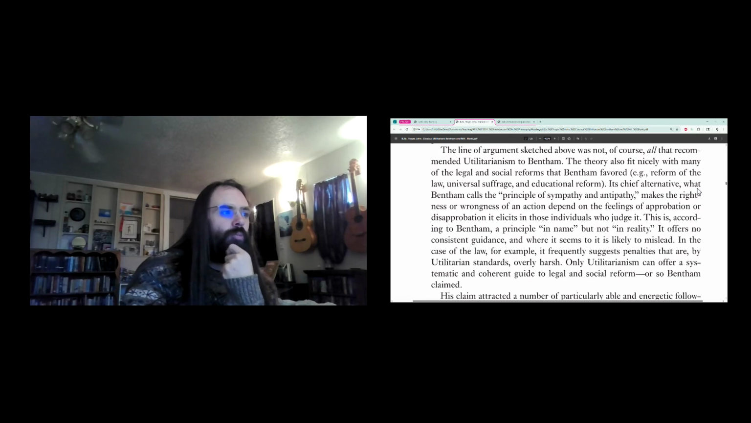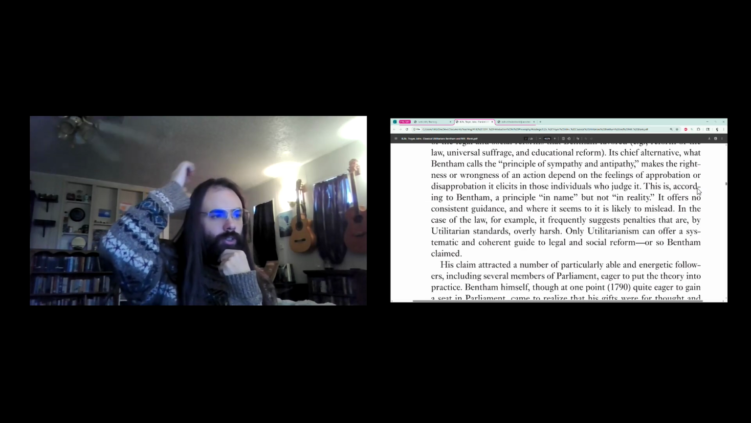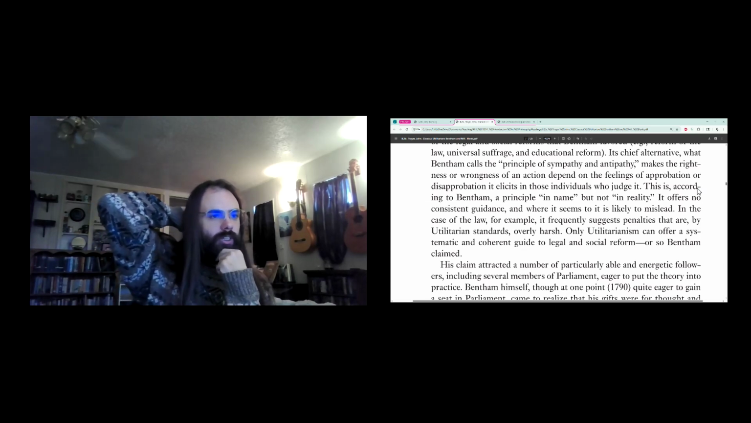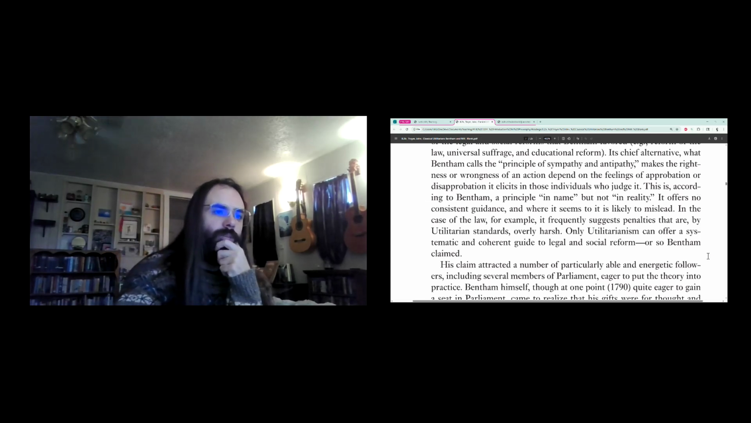Its chief alternative, what Bentham calls the, quote, principle of sympathy and antipathy, end quote, makes the rightness or wrongness of an action depend on the feelings of approbation or disapprobation it elicits in those individuals who judge it. This is, according to Bentham, a principle in name, but not in reality. It offers no consistent guidance, and where it seems to, it is likely to mislead. In the case of the law, for example, it frequently suggests penalties that are, by utilitarian standards, overly harsh. Only utilitarianism can offer a systematic and coherent guide to legal and social reform, or so Bentham claimed.